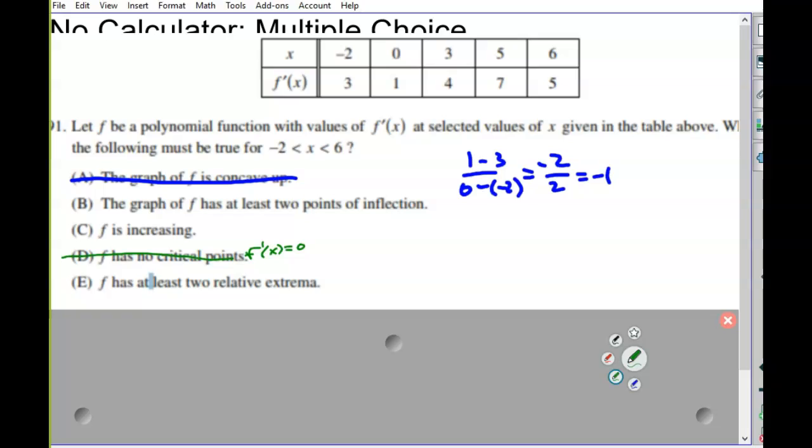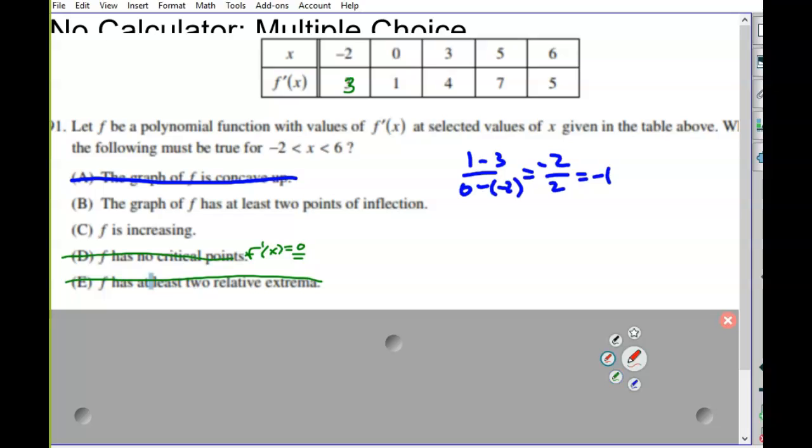Same thing here. F has at least 2 relative extremas. If there's a relative extrema, then we would probably have to have a 0 slope, which we might. But I don't know if there's more than that, because I don't know if I'm at 3 here, and then all of a sudden I drop way down to -20, and then I come back up. I cannot tell extremas just from a given table, unless there's a 0 in here. So it really leads me to look at B and C.